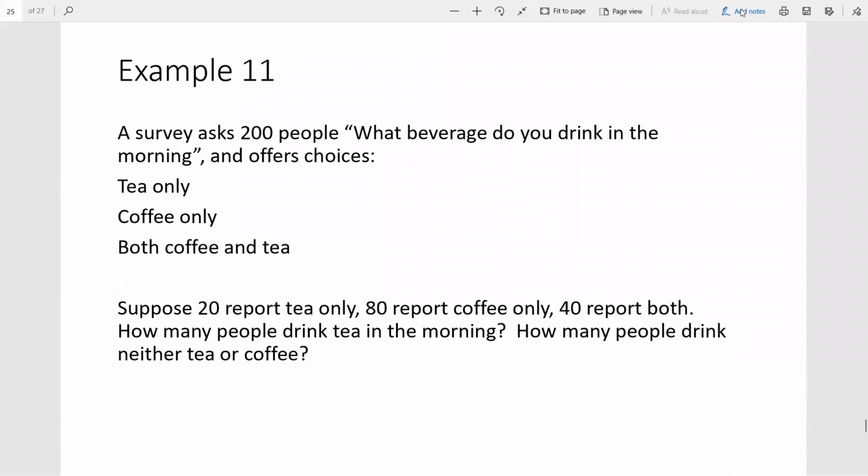Suppose, here, let's work an example that shows how to use a Venn diagram. A survey asks 200 people, what beverage do you drink in the morning, and offers choices: tea only, coffee only, both coffee and tea. These are the questions that were answered. 20 people report tea only, 80 report coffee only, 40 report both. How many people drank tea in the morning? How many people drank neither tea or coffee?